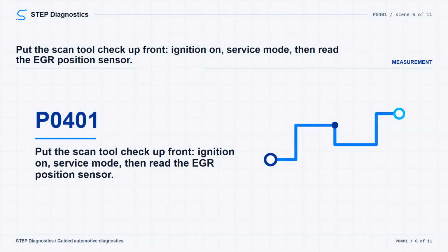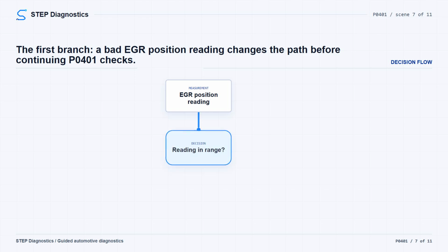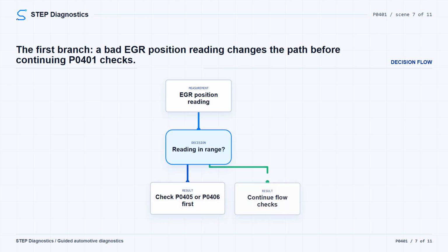With the ignition on and the vehicle in service mode, look at the scan tool parameter for the exhaust gas recirculation valve position sensor. It needs to read 5 to 95%. If it is outside that range, pause the P0401 path and diagnose the EGR valve position sensor fault path first. If it is in range, continue with the flow and restriction checks.